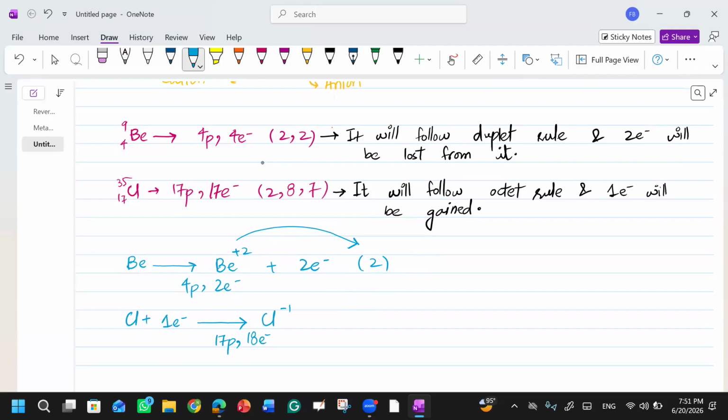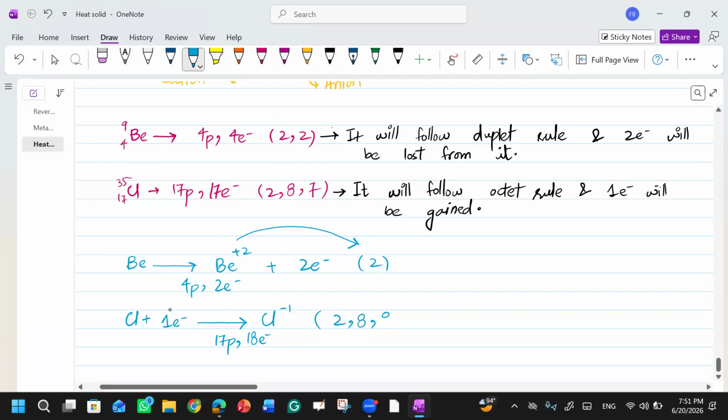You must know, this is a very important concept, Rohan, because it will come in every chapter. You must know how to write the electronic configuration of the neutral atom and of the cations or anions. If you know the electronic configuration of the neutral atom, then it is simple to know the cation or anion, because you can compare. There were 2, 2 and beryllium lost 2 electrons, so now it will be just 2. What about chlorine? It will be 2, 8, 8.